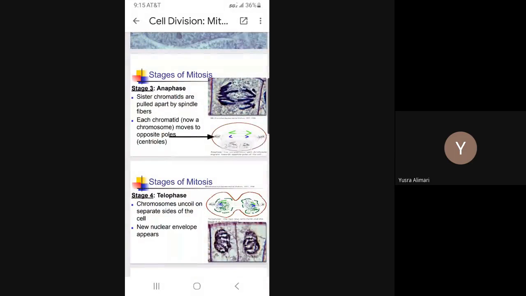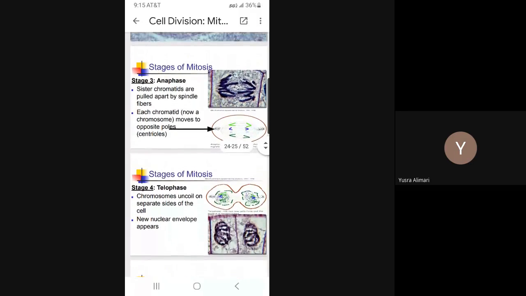So we ended talking about telophase, which I'll put kind of right here in the middle-ish.